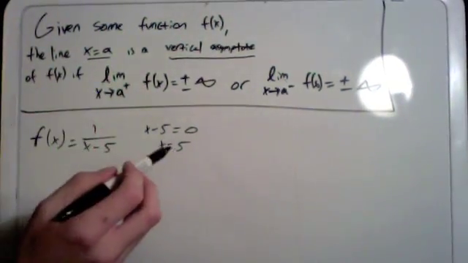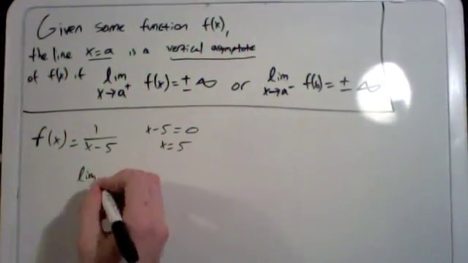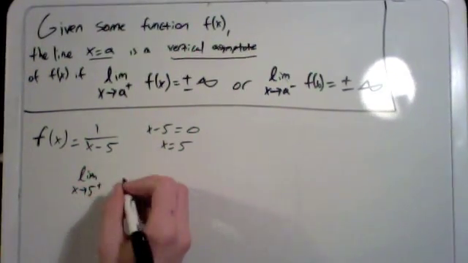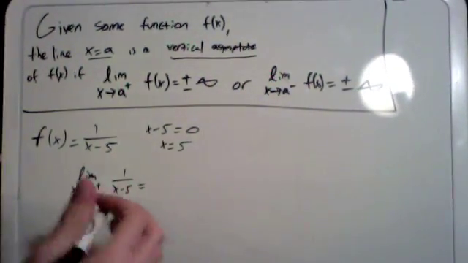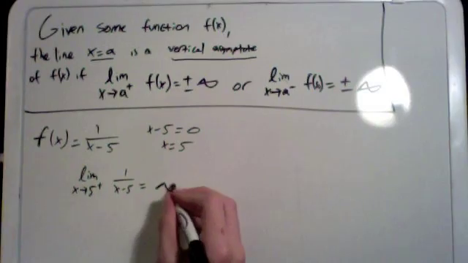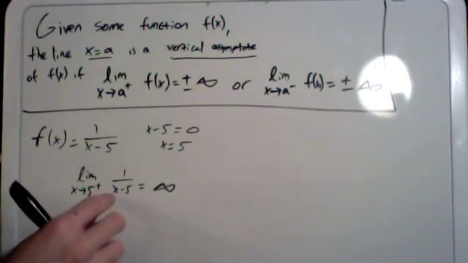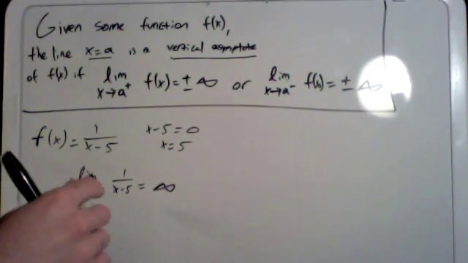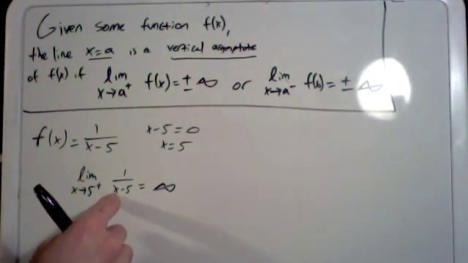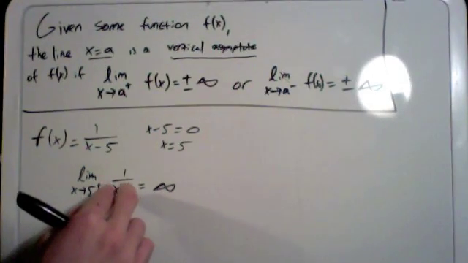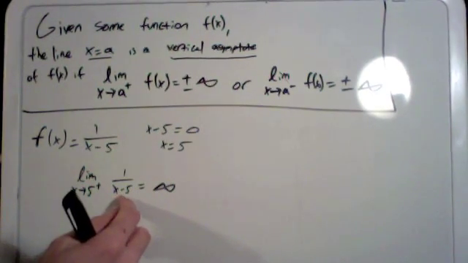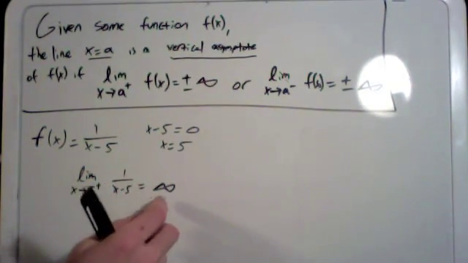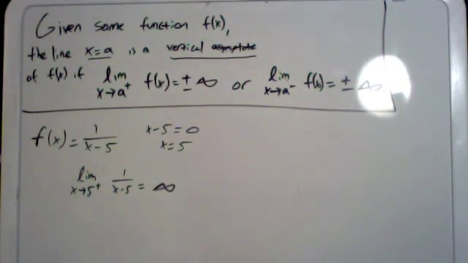So now we can find this limit using our new a. So the limit as x approaches 5 from the right of 1 over x minus 5 is going to be equal to infinity. And we know this because if we actually plugged in 5 here, it would be undefined. So if we put in maybe 5.0001 or 5.00001, something really close to 5 but a little bit greater, it's not going to be 0 in the denominator, but it'll be some very small number which will cause this to go to infinity. And that's how we know we have a vertical asymptote at x equals 5.